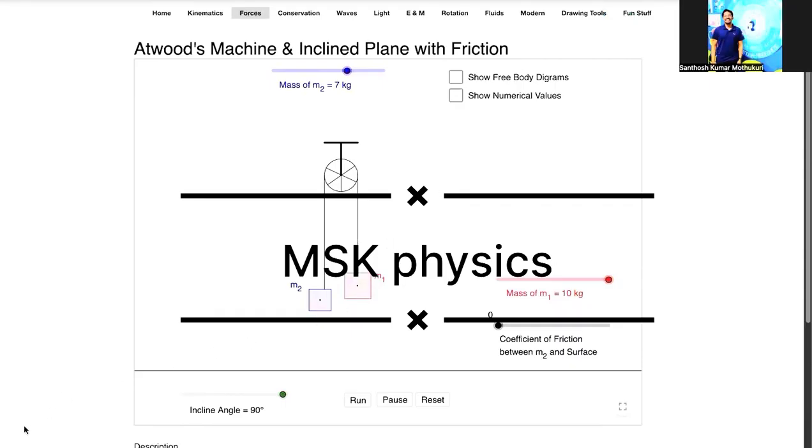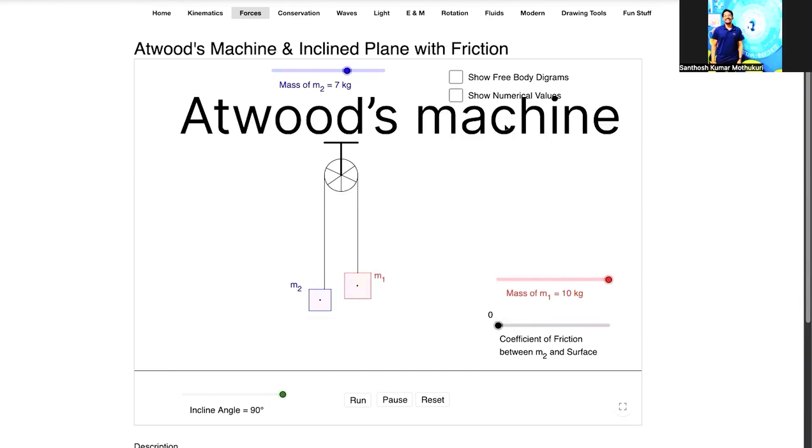Hello everyone. In this video, we shall see how to solve questions based on Newton's laws, and in particular Newton's second law, F is equal to ma. So F net is equal to ma. Based on this, we will be solving questions.